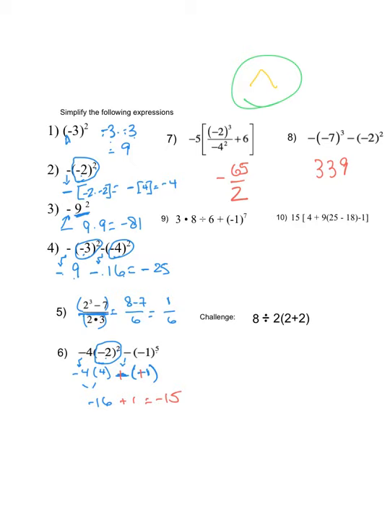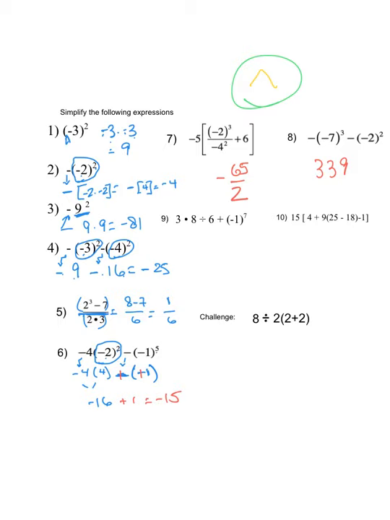If you did not get 339, go ahead and put this in your calculator. I'll walk you through it. Negative, parentheses, negative 7, close parentheses, caret 3, right arrow, minus, parentheses, negative 2, close parentheses.